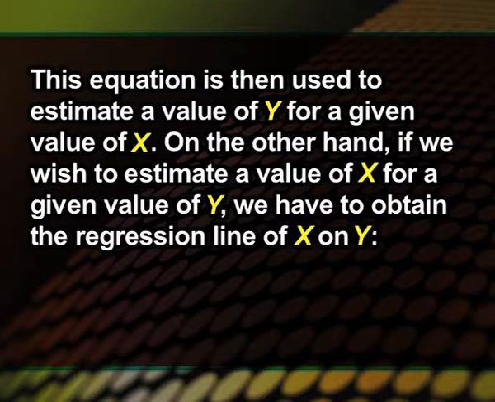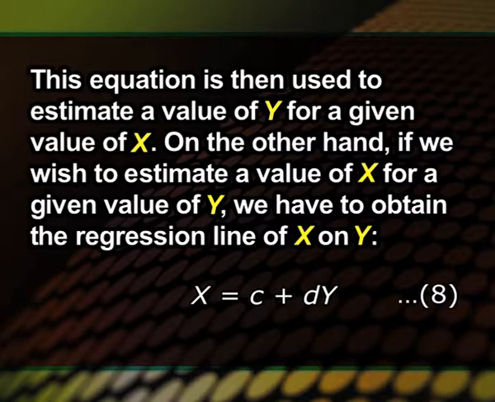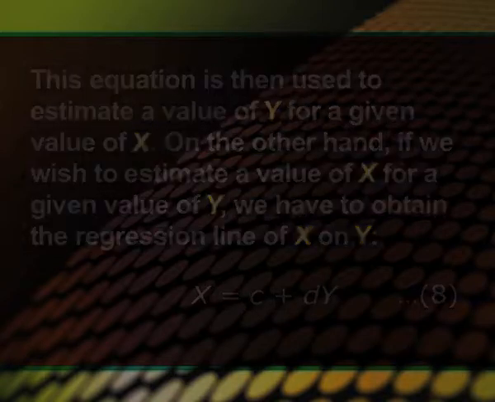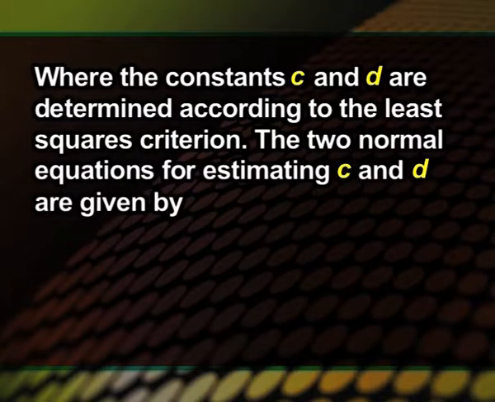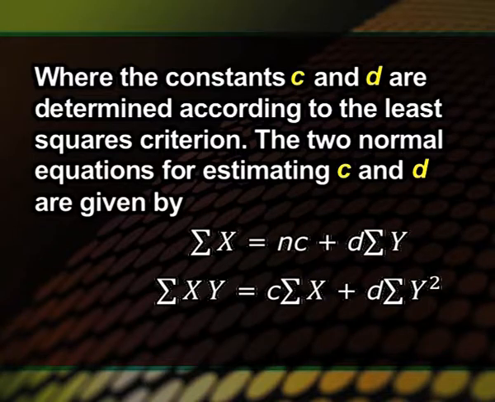On the other hand, if we wish to estimate a value of x for a given value of y, we have to obtain the regression line of x on y. So that is x equals c plus dy. Now let's make this equation number 8, where the constants c and d are determined according to the least squares criterion. The two normal equations for estimating c and d are given again as sigma x equals n times c plus d times sigma y.